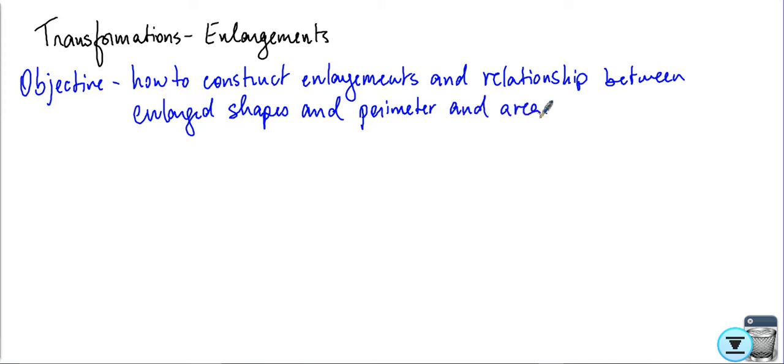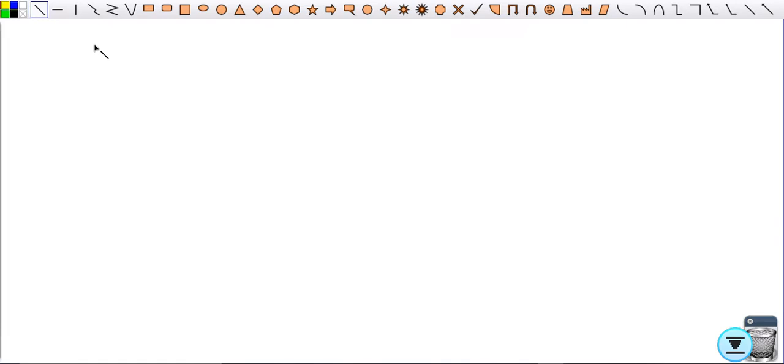So, I'm going to start by trying to construct an enlargement. Okay, so sometimes you're going to have an enlargement where you don't have a grid. Meaning, for example, you're going to have a shape. I'm going to draw a triangle. And we need to enlarge this triangle from this point, P. So this is P, this is triangle ABC.